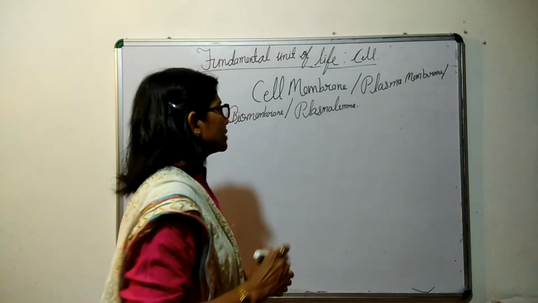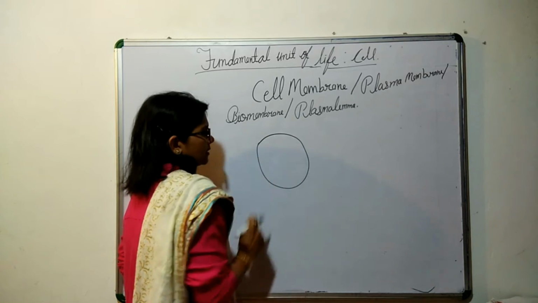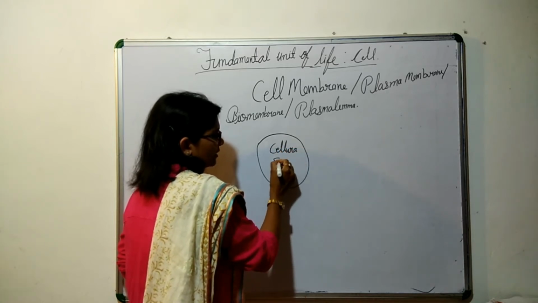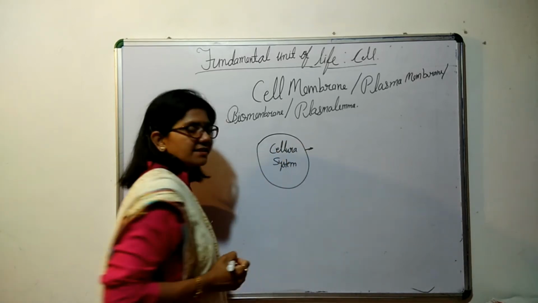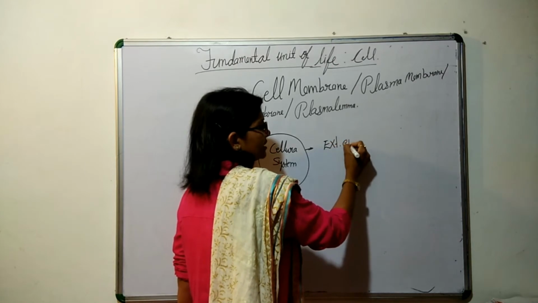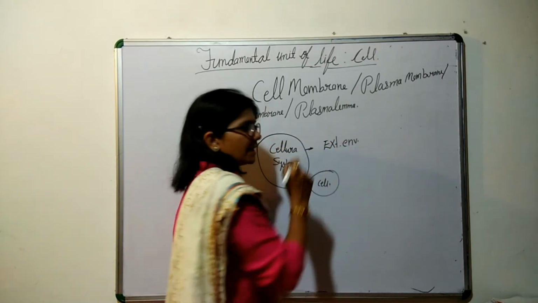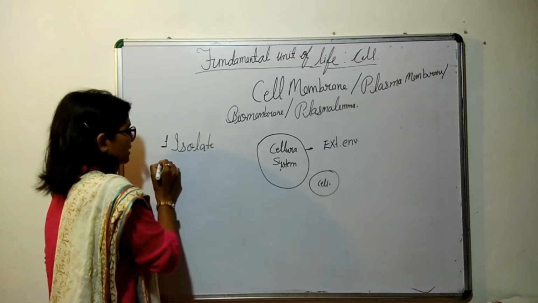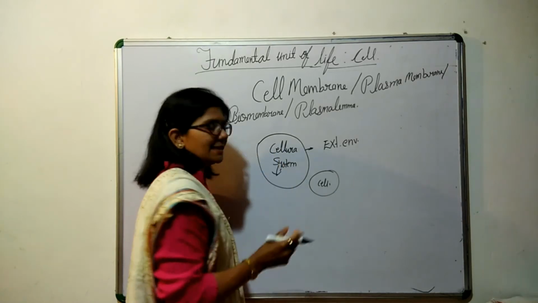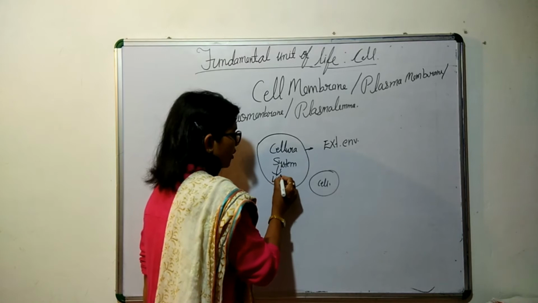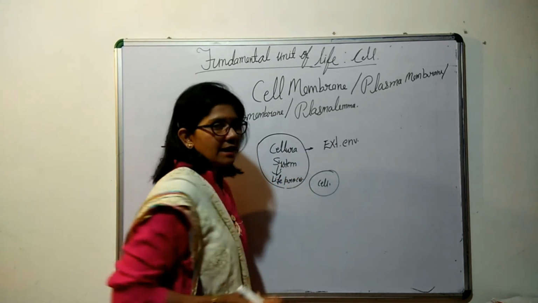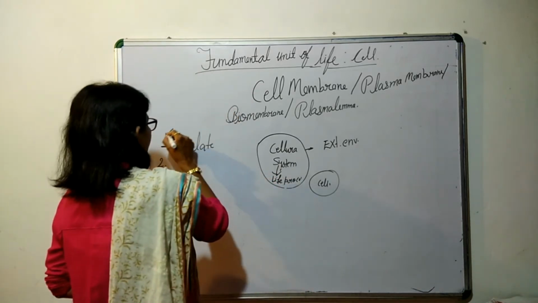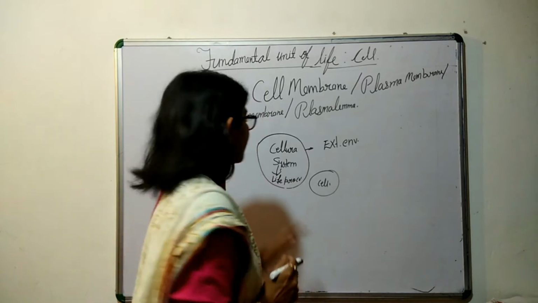This is the structure which creates the boundary and isolates the cellular system from the external environment and from the adjacent cell also. That is, it isolates the cellular system so that all the cell organelles along with the plasma membrane can perform the life processes efficiently, and this can sustain.